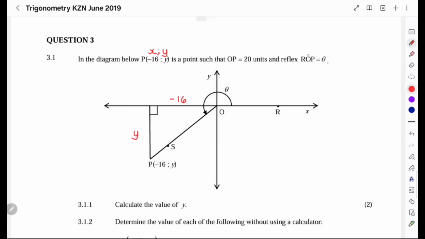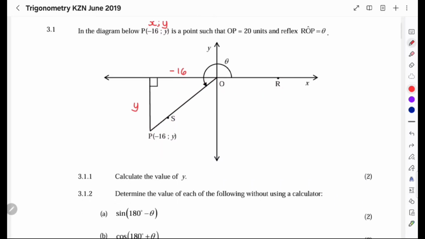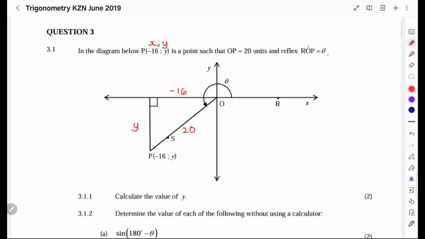However, keep in mind y would be negative because it is below the x-axis. It is in quadrant 3 where y is negative. Now OP is the side over here. This is the hypotenuse of the triangle. It is the side opposite the right angle, or you could say the 90-degree angle.